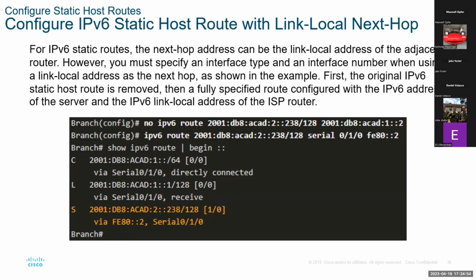Configure IPv6 static host route with link local next hop. For IPv6 static routes, the next hop address can be the link local address of the adjacent router. However, you must specify an interface type and an interface number when using a link local address as the next hop, as shown in the example. First, the original IPv6 static host route is removed. Then a fully specified route is configured with the IPv6 address of the server and the IPv6 link local address of the ISP router. And then they just have everything down there that shows you what it looks like.